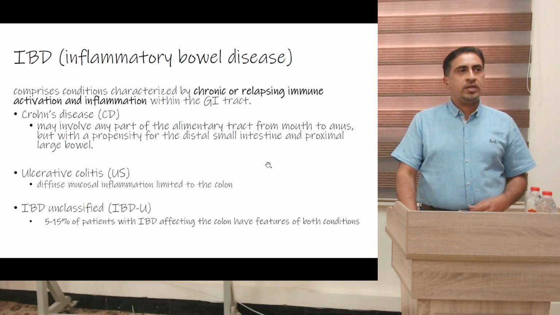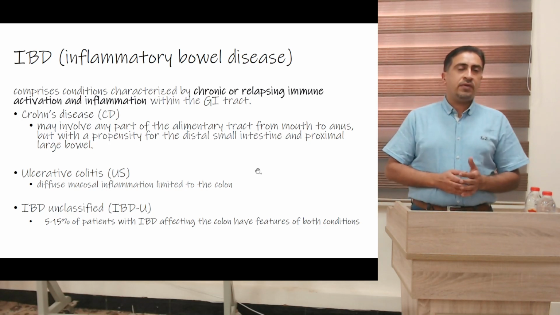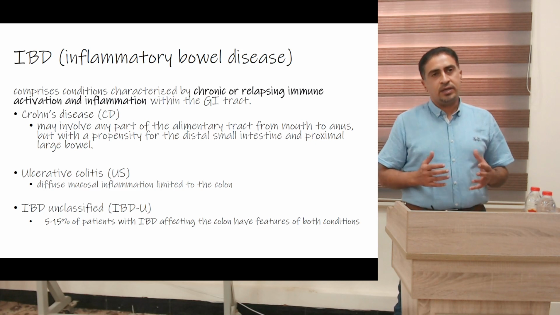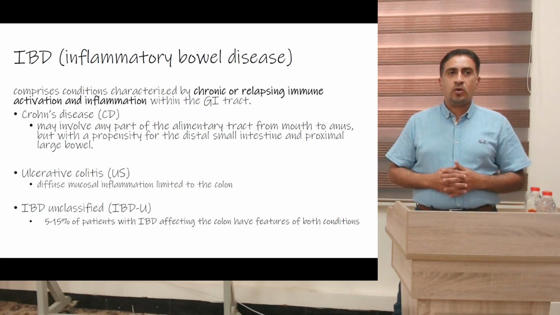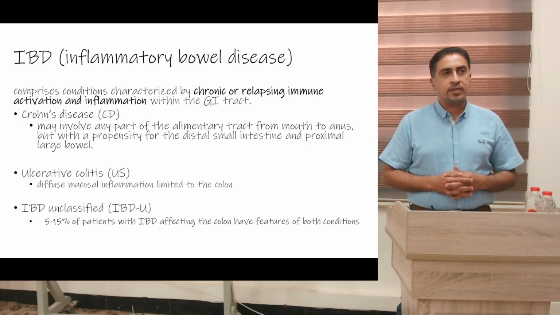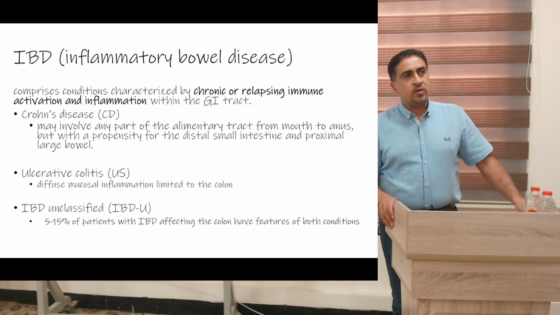So what is the definition of inflammatory bowel disease? As you know, inflammatory bowel disease comprised two conditions characterized by chronic or relapsing immune activations and inflammation of the GI tract. We have classically two main types: Crohn's disease, which may involve any part of the GI tract from mouth to anus, but with more towards the distal small intestine, which is called terminal ileum, and proximal large bowel. This is called Crohn's disease.